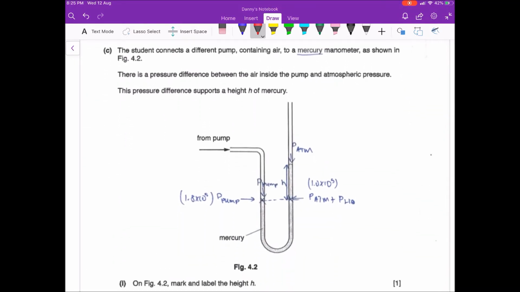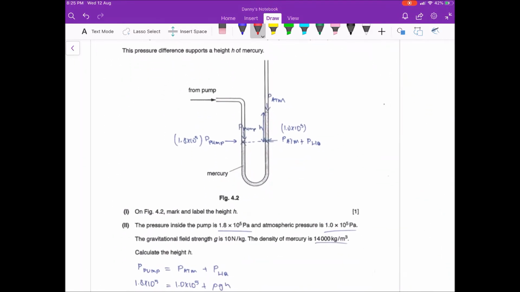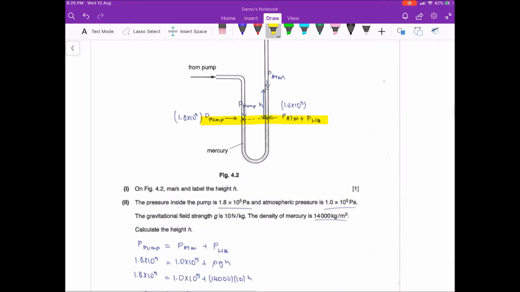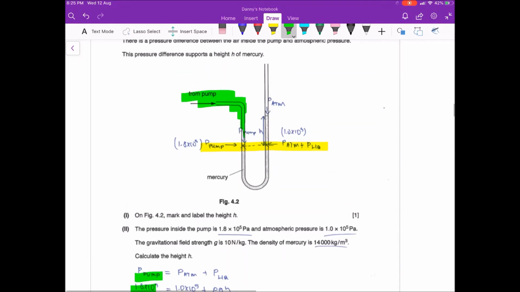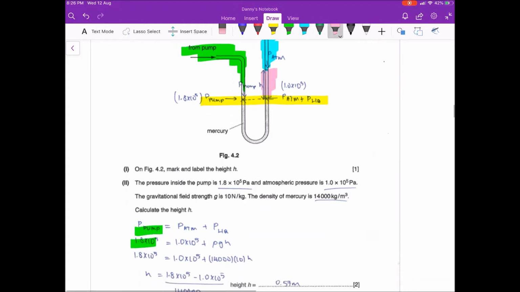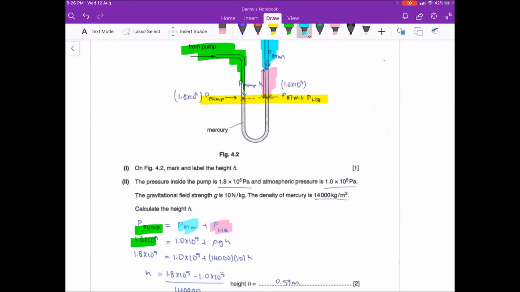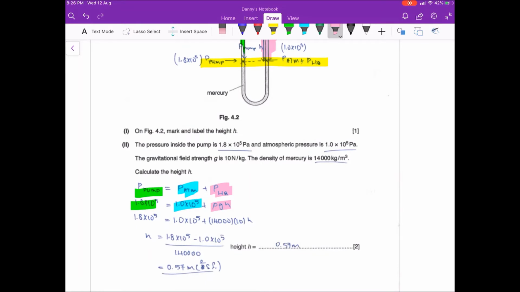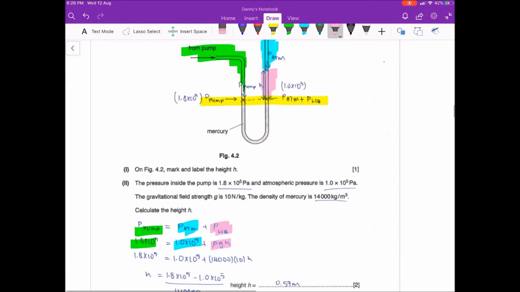Okay, let's move on to calculation. So very good. I can see that he already established the reference line. So he's comparing left hand side to right hand side. So on the left hand side, it is just the pump pressure. So very good. On the right hand side, there will be pressure from the atmosphere plus the pressure from the liquid column. So liquid column, atmosphere, very good. And expand into the right formula.